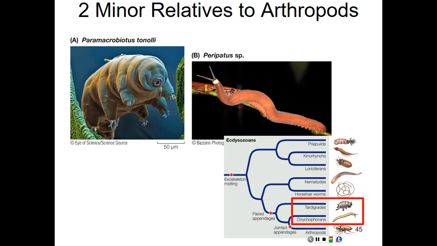Finally, I want to talk about two minor relatives of the arthropods. There are the tardigrades, also known as the water bears. You can probably see why by looking at them. They're actually pretty cute. They have fleshy, unjointed appendages. They have a hydrostatic skeleton. Now, I don't know if I've mentioned this, and I really should have by now.